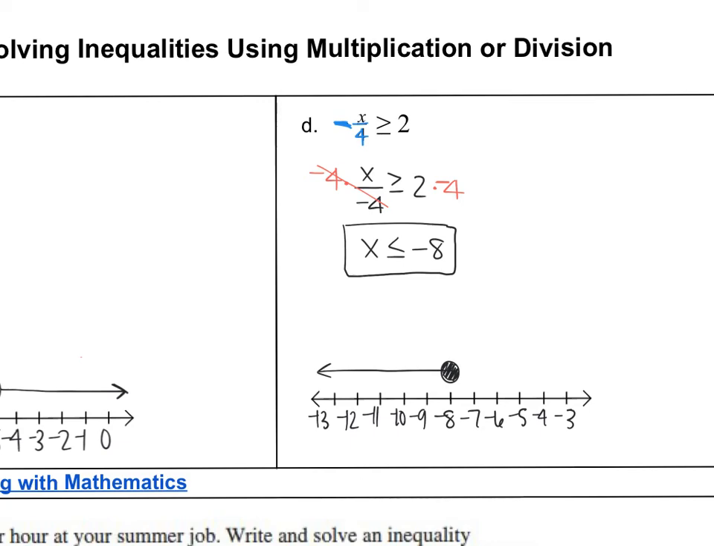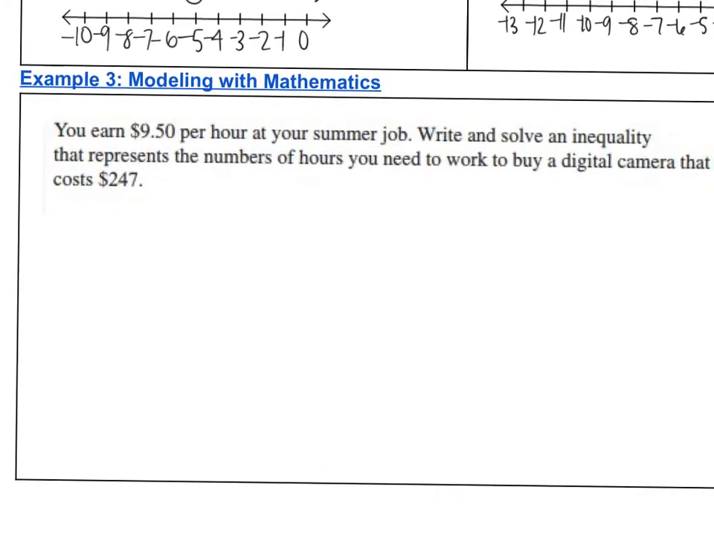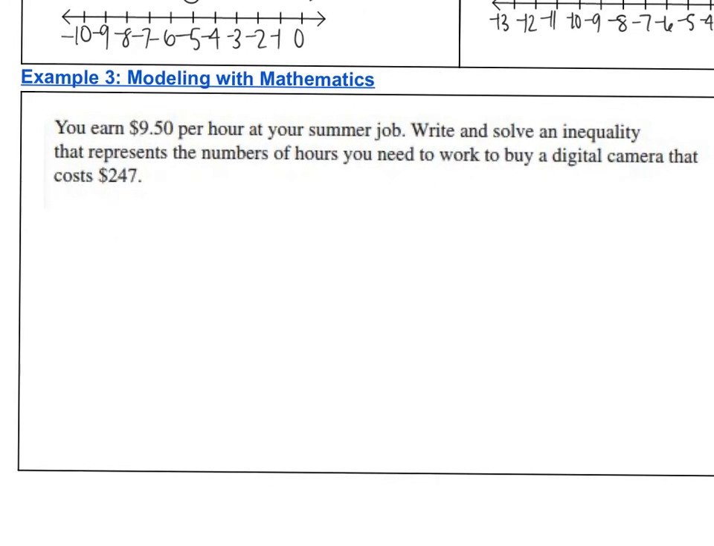Let's go ahead and write an inequality and then solve it for this next example. It says you earn $9.50 per hour at your summer job. Write and solve an inequality that represents the number of hours you need to work to buy a digital camera that costs $247. So what am I trying to solve for here? Write an inequality to represent the number of hours.